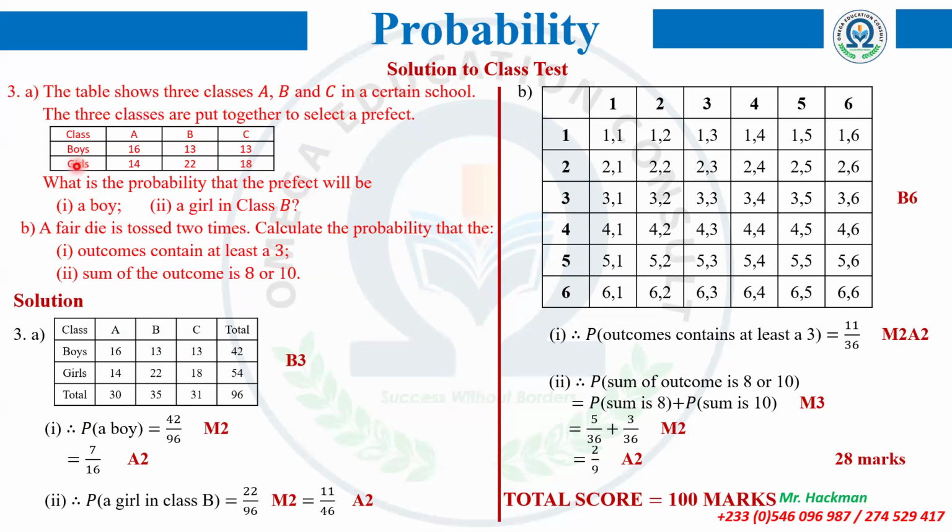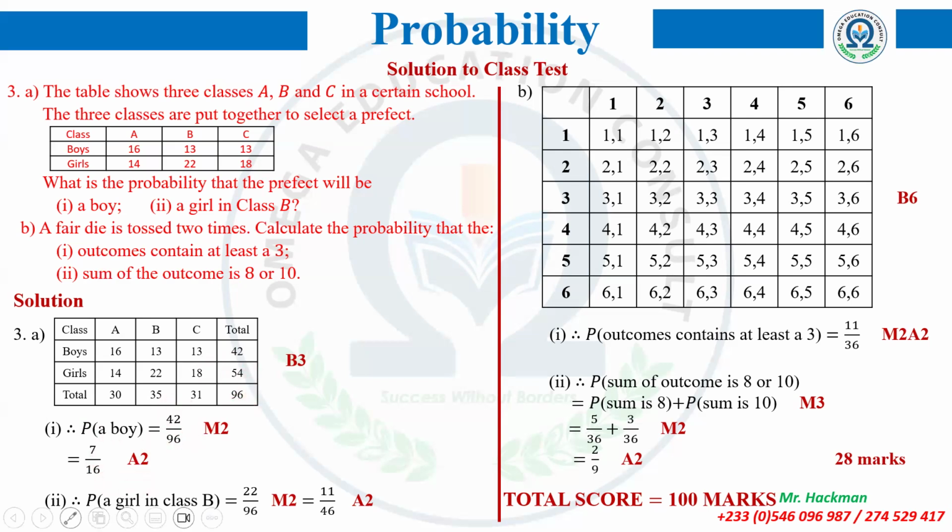What are we supposed to find with this stage? What is the probability that the prefect will be a boy? So we are looking at P(a boy), and that will be equal to the total number of boys over the total number of students in the 3 classes. Where do you get the total number of boys here? This is where you have your total. So 42 over your total number of students, which will be 96. This can be reduced.